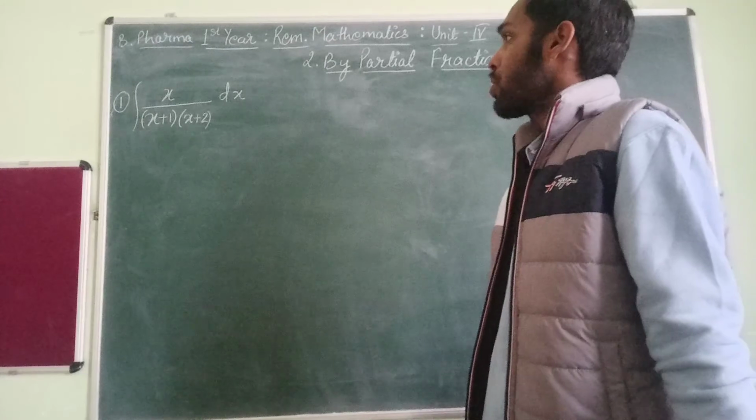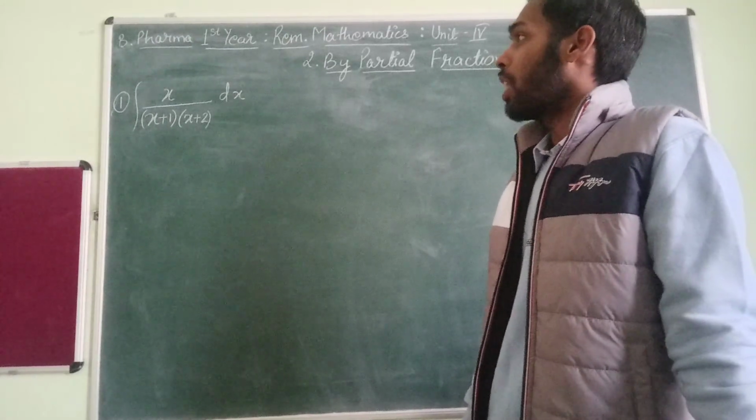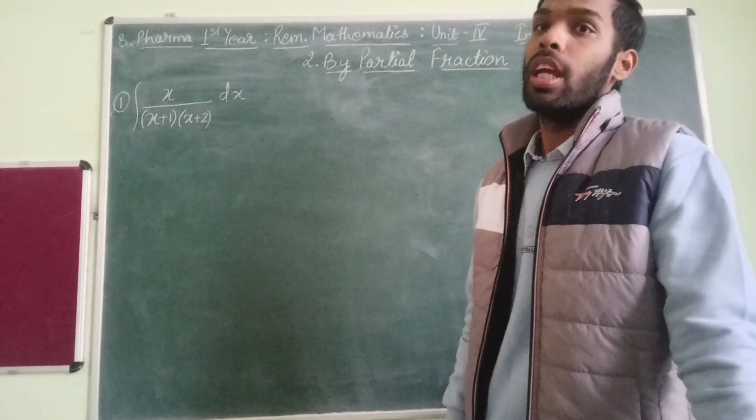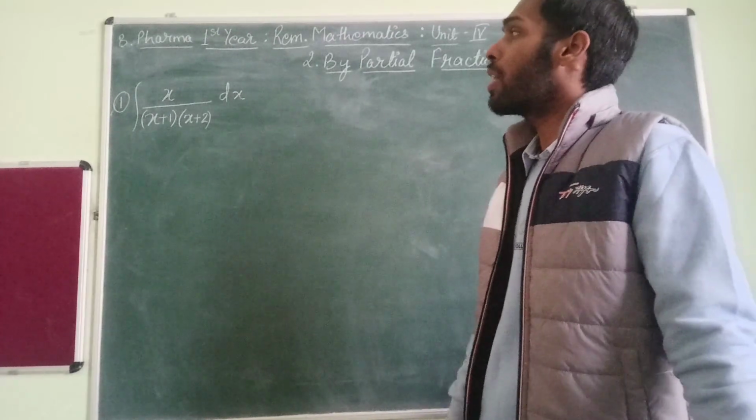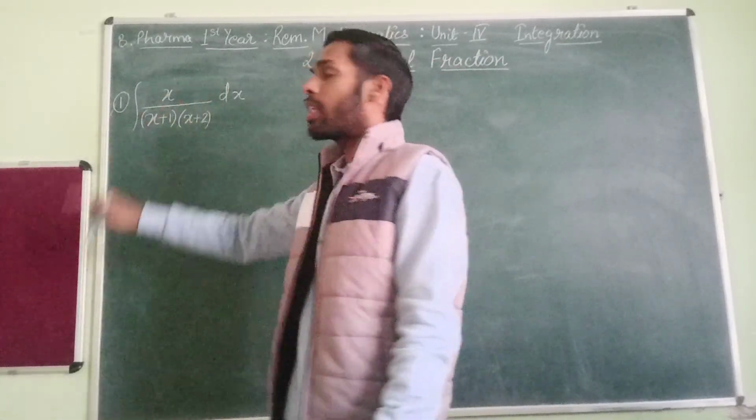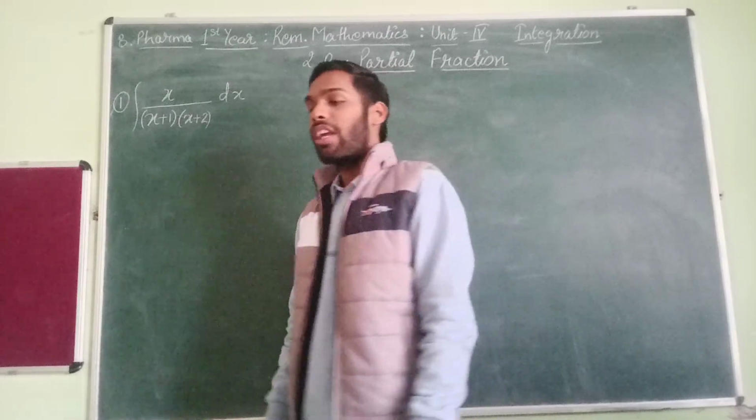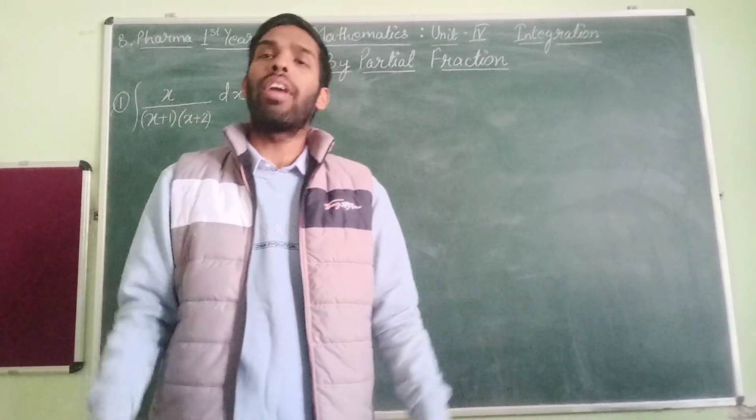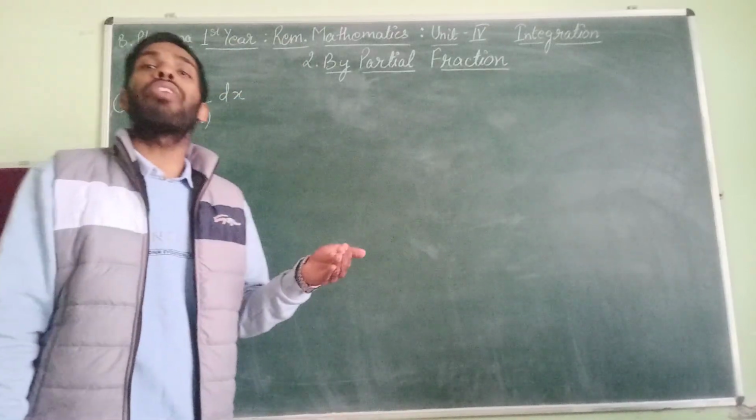In the method of partial fraction, we have to see that in the denominator there should be factors. For example, in the denominator here you can see there are two linear factors. First is x plus 1 and second is x plus 2. There may be more than two factors, like 3 factors or 4 factors. It may be quadratic factors also.